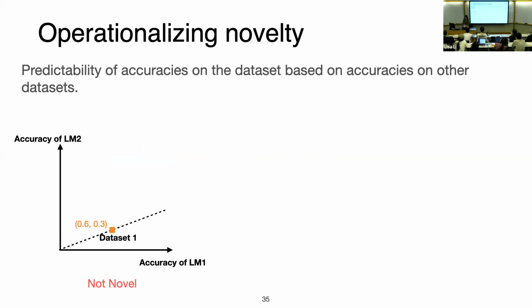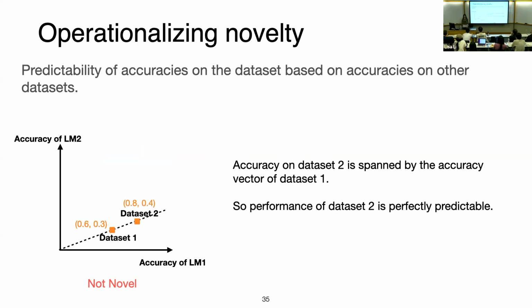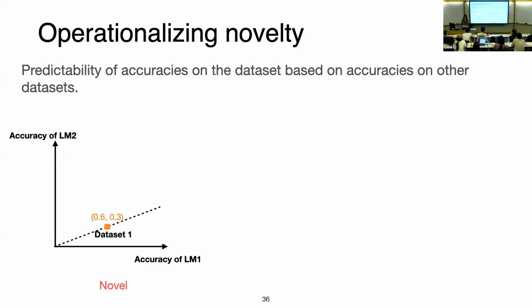Here's a very simple example. Given two models, LM1 and LM2, and one data set, 1, we plot their respective accuracy of 0.6 and 0.3. And now we have a data set 2 with language model 1 accuracy of 0.8 and language model 2 accuracy of 0.4. Since the accuracy vector of dataset 2 is spanned by the accuracy vector of dataset 1, the performance of dataset 2 is highly predictable, so it is not very novel.